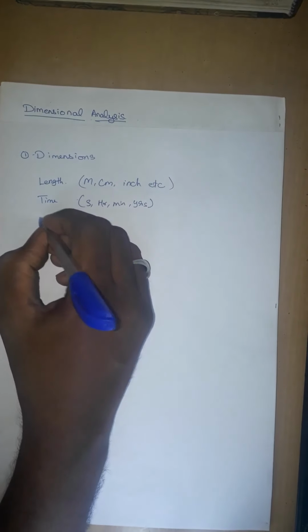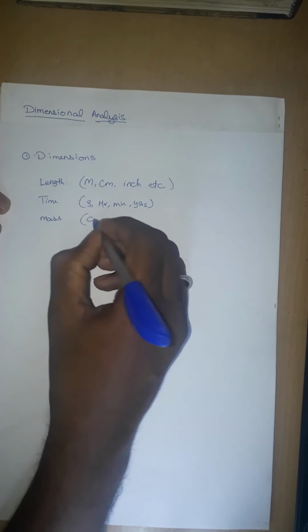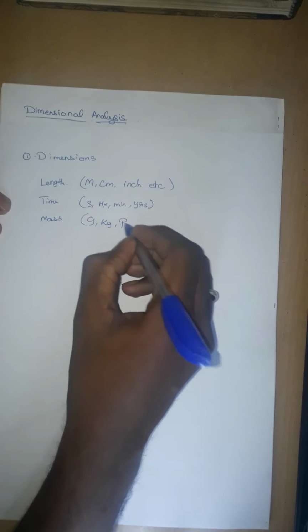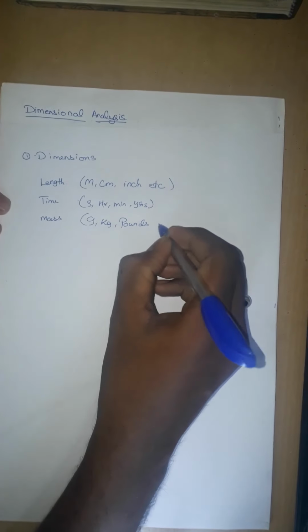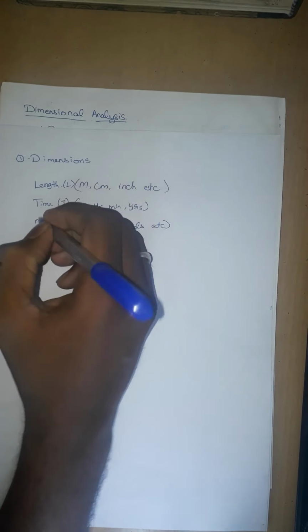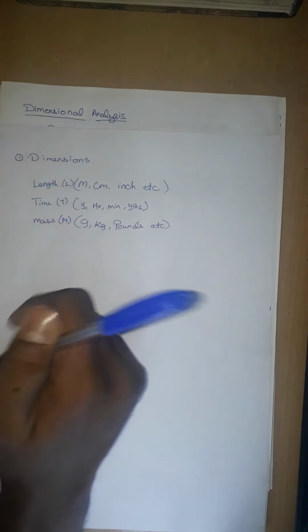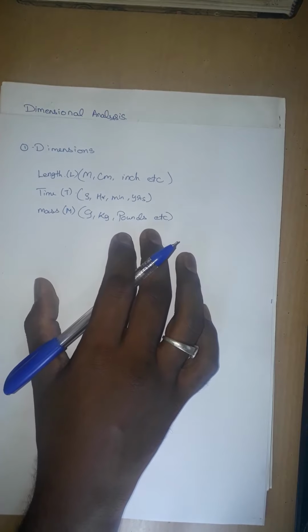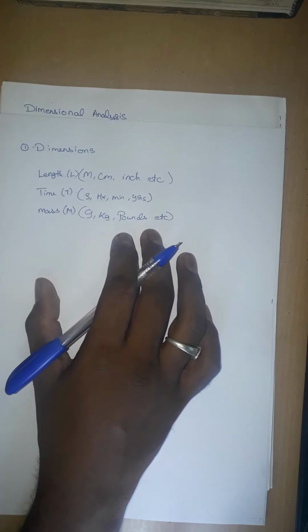And mass is measured in terms of kilogram, gram, pound, etc. So these are the basic fundamental dimensions, which will be represented using length by L, time by T, and mass by M. These fundamental dimensions are used for calculating many other derived units.